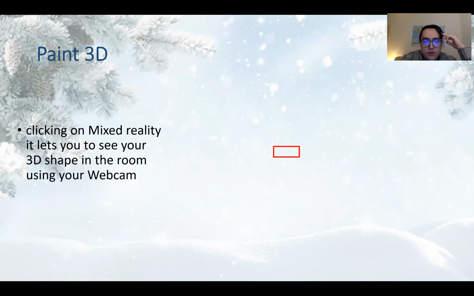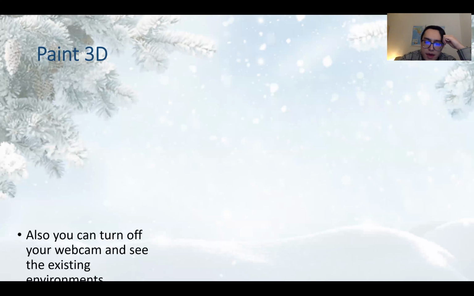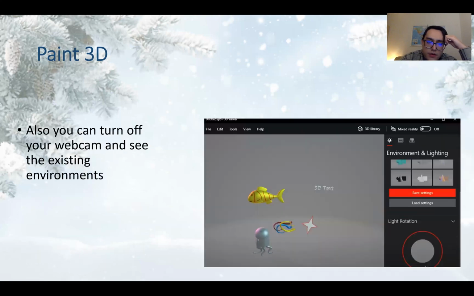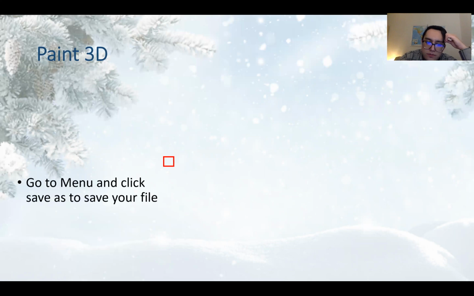Clicking on mixed reality will let you see your shape in the actual room you are staying in, using your webcam. Also, you can turn off your webcam and see the existing environments. So you can see it in different environments and different light and shadow scenarios, basically how the light is shining on the object and how the shadow will look.